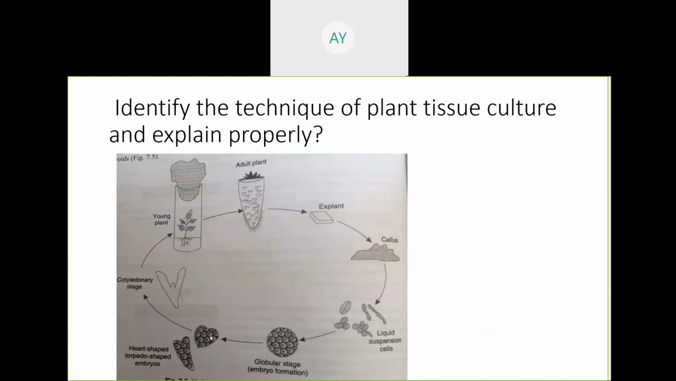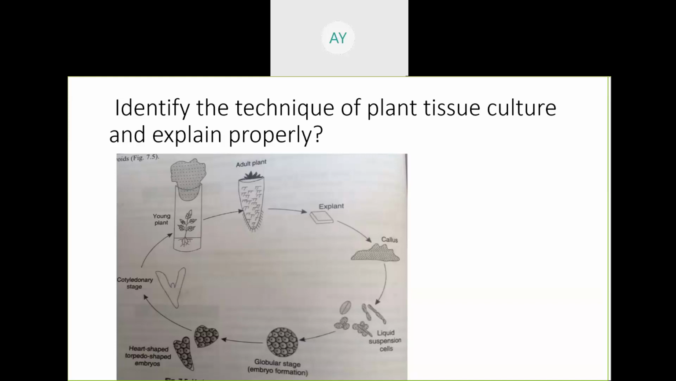that is the globular stage, then the heart-shaped stage, and then finally the torpedo stage. That is going to develop into cotyledons. So the cotyledonary stage, and from this there is formation of stem or shoot in the condition of high concentration of cytokinin. Try to listen to the word.